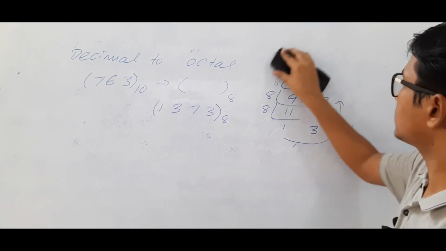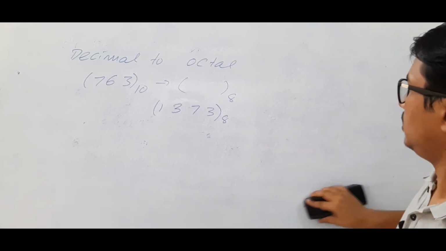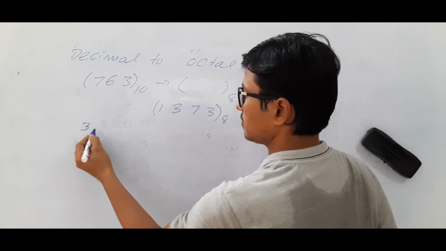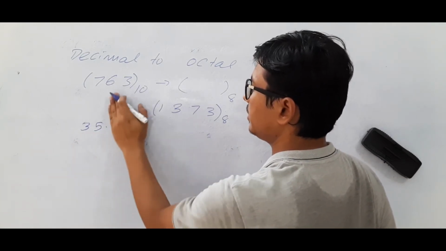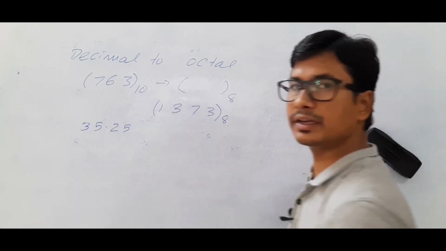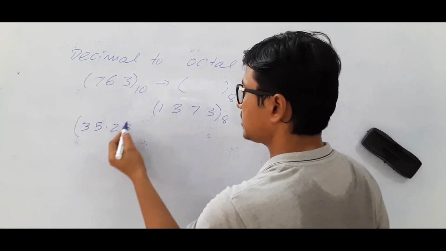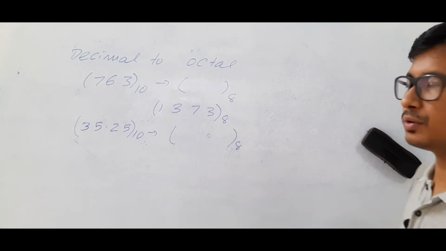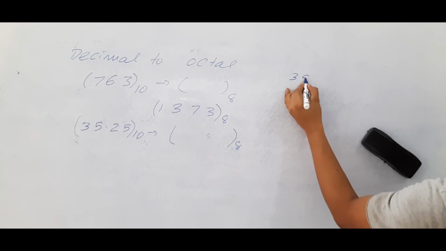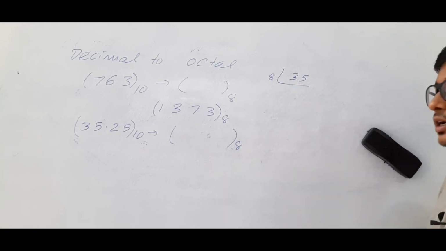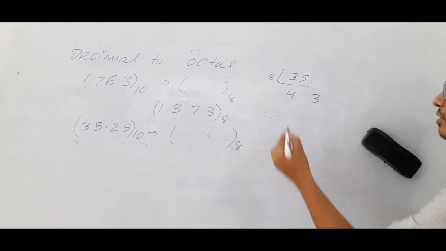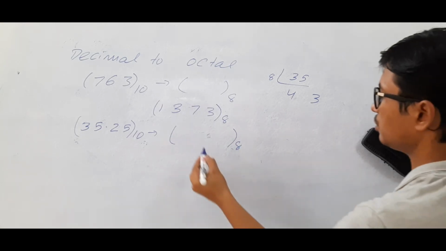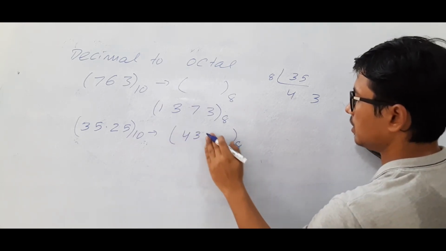Okay. Now we will discuss another one. 35 point 25, I will take. Okay, base 10, I want to convert into an octal number. Let me discuss how to do it. First take the 35 and convert it into an octal number. How will you convert? 8 4s are 32 and the remainder is 3. Further, can you divide? No, you cannot divide because 4 is less than 8. So 43 is the number.